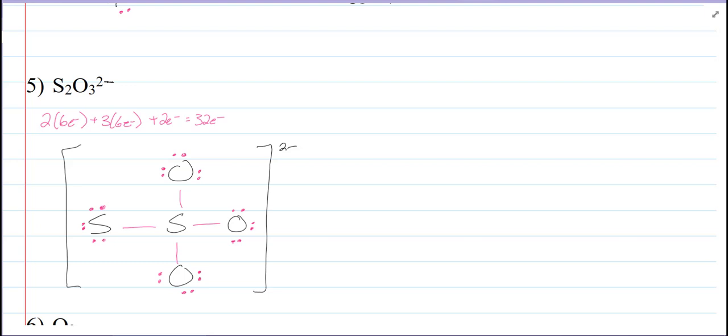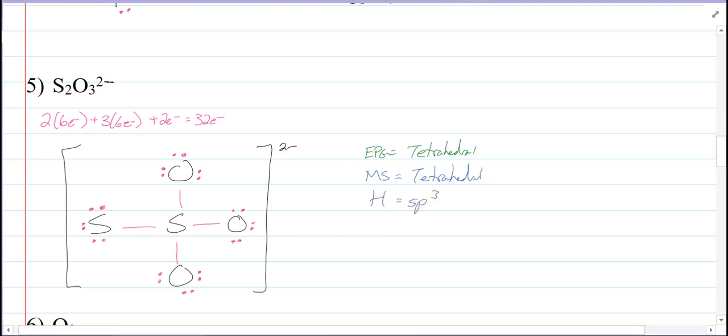Electron pair geometry. Everything has 8, so EPG is tetrahedral. Your shape is also tetrahedral. Hybridization, sp3. Polar. Well, I have different atoms on the outside, not all the same, so yes, it is polar.